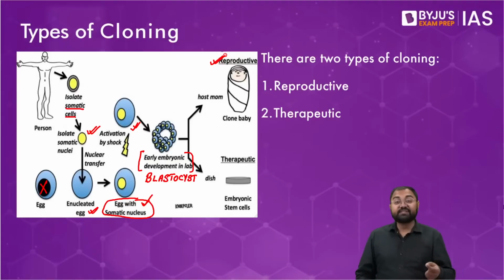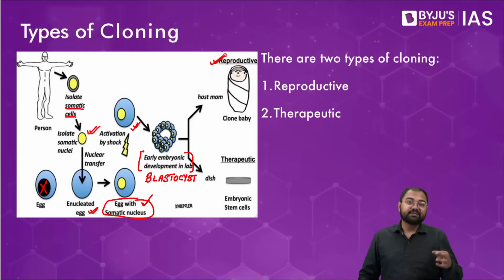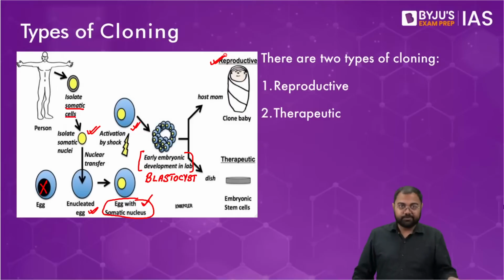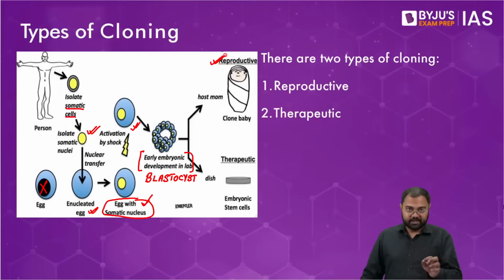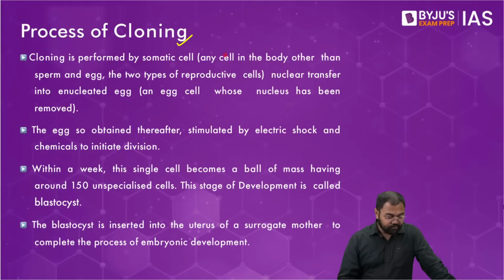So that's why, if, let's say, we are using it for stem cell therapy, then we'll say that it is therapeutic cloning. And if we just want the birth of a new individual or a new cloned animal from here, it will be called reproductive cloning. So in this manner, we see that this entire process of cloning will be carried on.